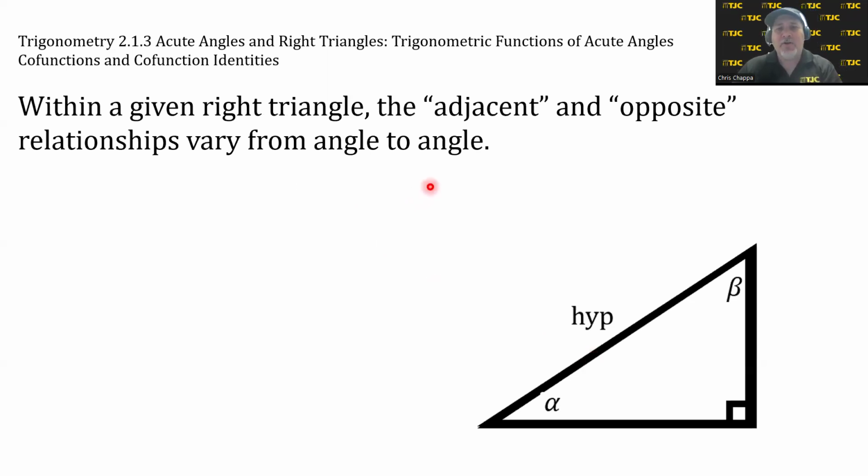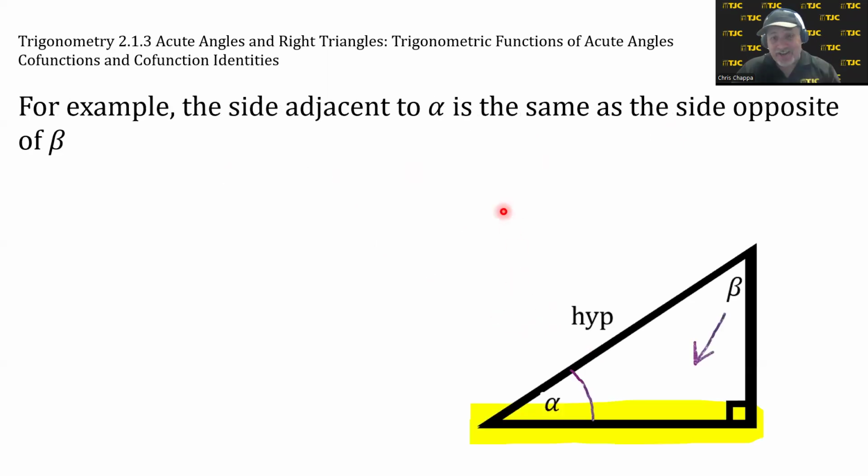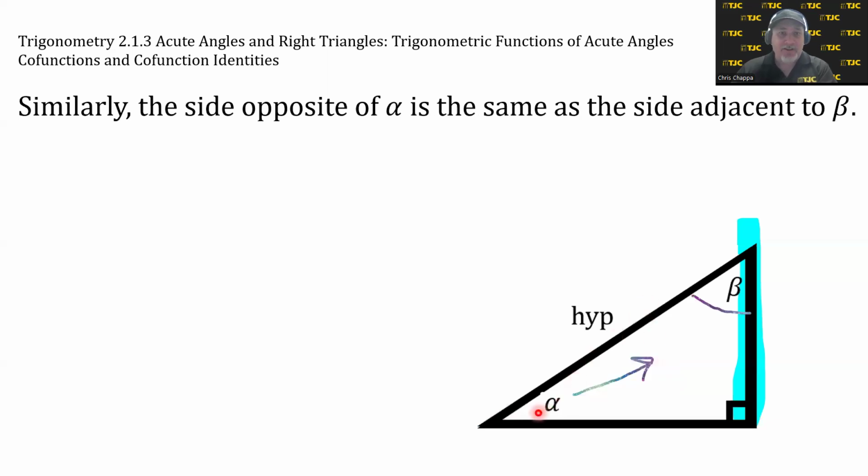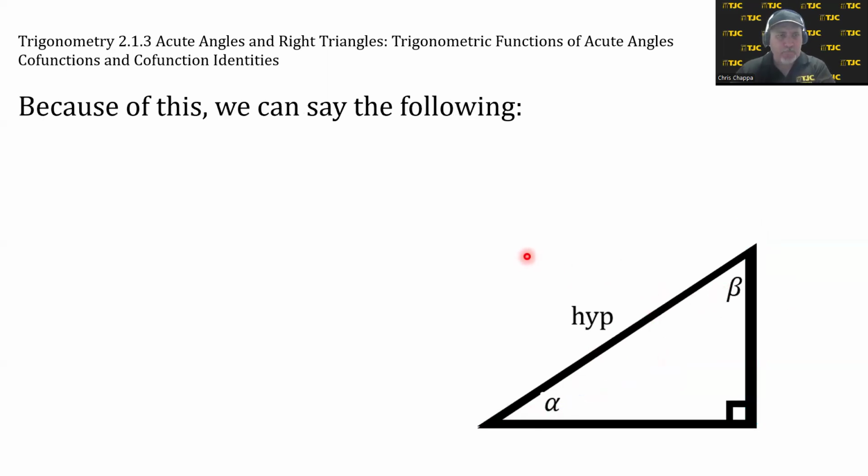Within a given right triangle, the adjacent and opposite relationships vary from angle to angle. For example, the side adjacent to alpha, the one highlighted in yellow, is currently the same as the side opposite of beta. And similarly, the side opposite of alpha is the same as the side adjacent to beta. So who is whom depends on the angle you're referring to. Because of this, we can say the following.